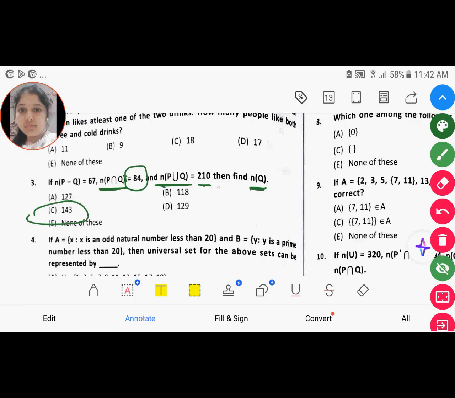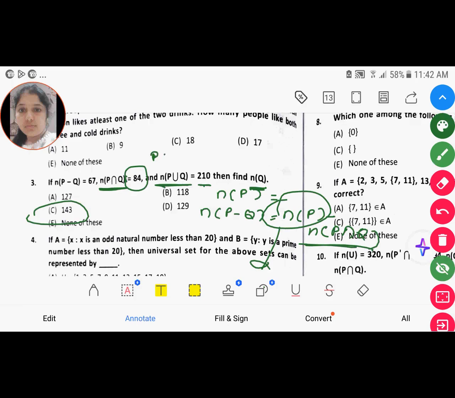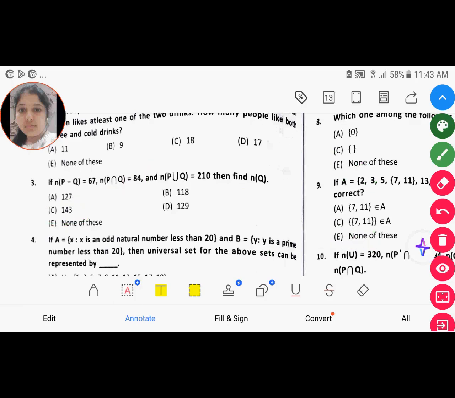Understood what we do? We know the value for the number of elements in P minus Q. So we can find the number of elements in P using the formula: number of elements in P minus Q is equal to number of elements in P minus number of elements in P intersection Q. And by using this formula we find the value for the number of elements in P, and after finding that, using our previous example's formula, P union Q is equal to P plus Q minus P intersection Q, we find the value for the number of elements in Q.